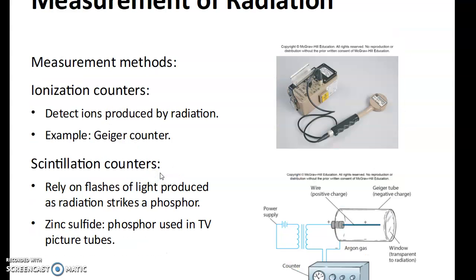How do we measure radiation? Usually it's a Geiger counter or something that detects the ions produced by radiation. There's also a scintillation counter. This relies upon the flashes of light produced as radiation strikes a phosphor. Zinc sulfide is the phosphor used in TV picture tubes. And so you could use something like that to help detect radiation.